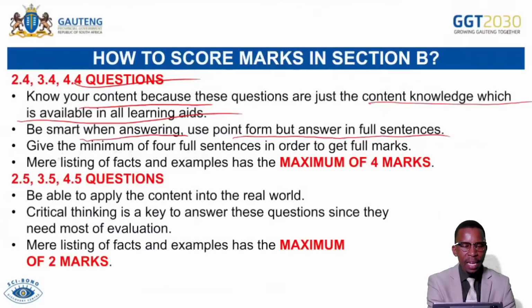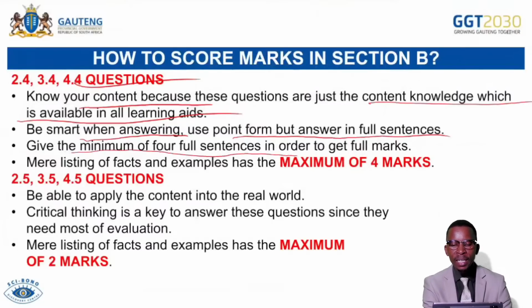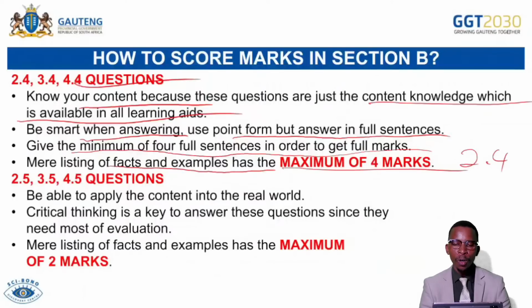And then give the minimum of 4 full sentences in order to get full marks. The minimum must be 4 full sentences. If they are correct, you can get 4 full marks. Mere listing of facts and examples has a maximum of 4 marks in your 2.4, 3.4, 4.4. You can get a maximum of 4 even if your listing is up to 8. But if it's a listing, it will be credited with 4 marks if it's correct.